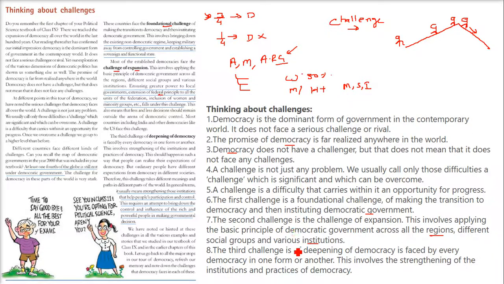The third challenge is deepening of democracy, which is faced by every democracy in any form. So this involves the strengthening of the institution and the practice of democracy. That is, not only talking about democracy will work, we have to deepen the root of this democracy. That is, we want to strengthen the institution that help people's participation and control. So this requires an attempt to bring down the control and influence of the rich and powerful people in making governmental decisions.